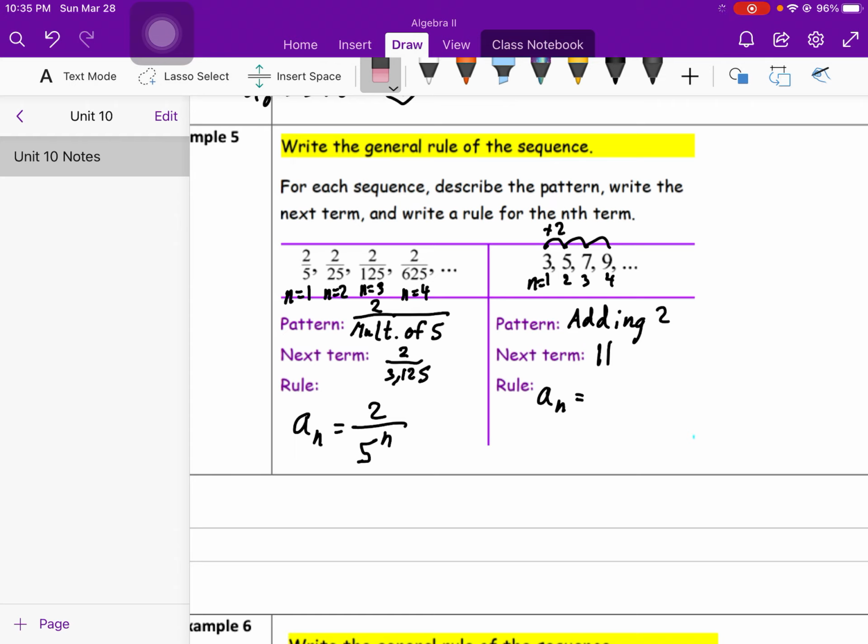The trick to this one is to recognize that we are actually going to be multiplying the n value by 2 and then adding 1. So it is 2n plus 1 is the pattern. Okay, so we multiply the n value. So let's see if this works. 11 would have been the fifth term. 2 times 5 plus 1. 2 times 5 is 10. Add 1. We do, in fact, get 11.